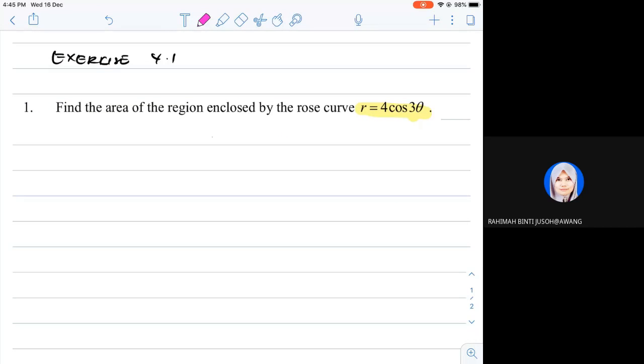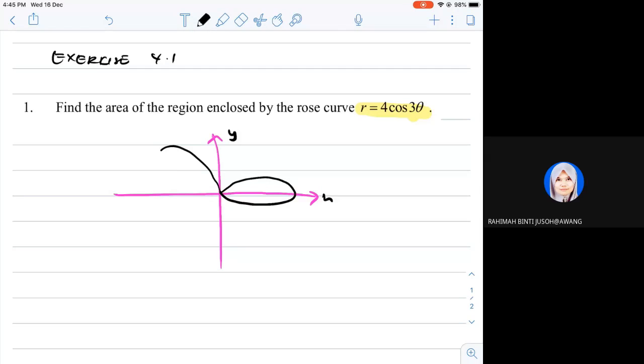This is what I mentioned in our previous class, that in the final exam we will cover only chapter 3 and chapter 4. However, what we already learned in chapter 1, for example how to sketch the graph of a rose curve, we are going to use again in chapter 4 indirectly. So we have x and y. For the rose curve, we have 3 petals: first petal, second, and third.